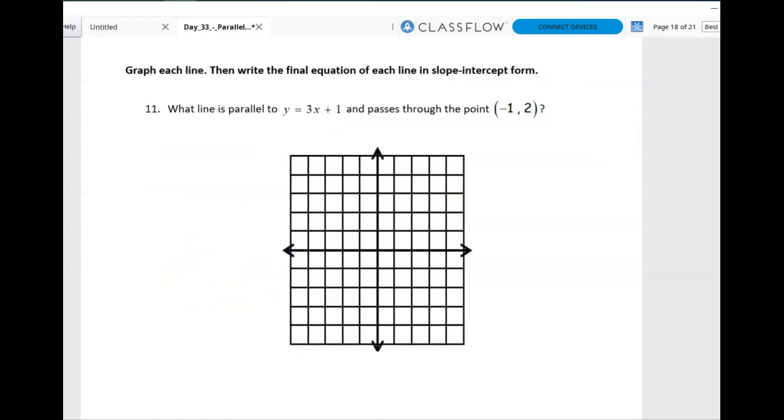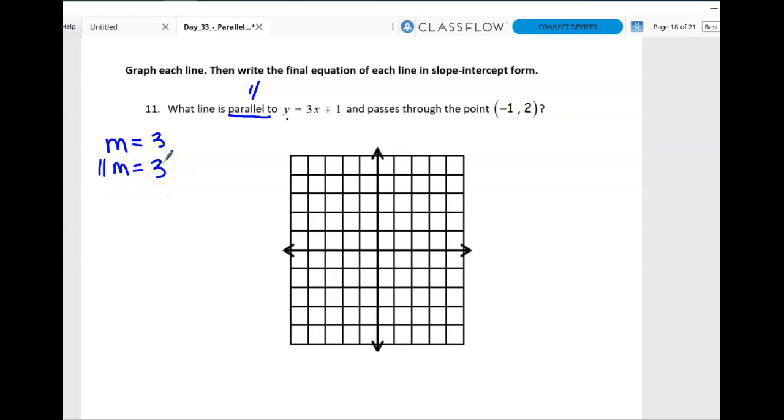So the question says, what line is parallel to y = 3x + 1 and passes through the point (-1, 2)? So we want to graph each line, then write the final equation of each line in slope-intercept form. The first one, we have it in slope-intercept form already. So our slope here is 3. Since we're finding a parallel line, the parallel slope is also 3.